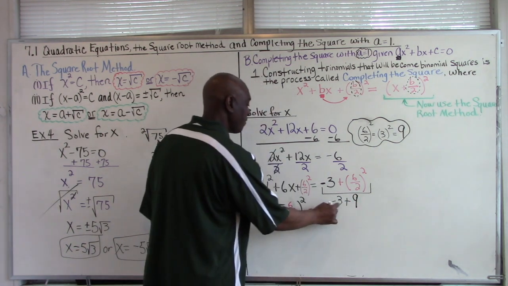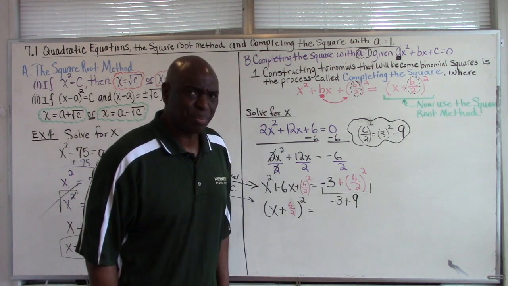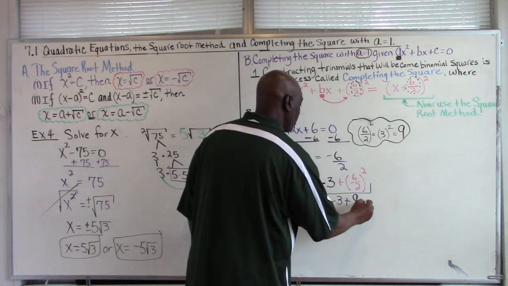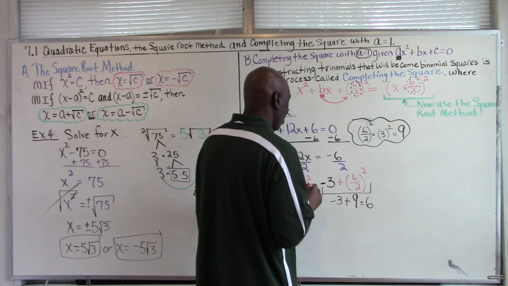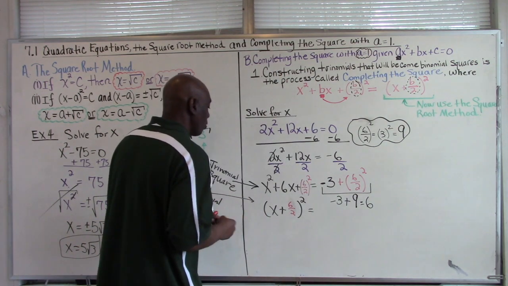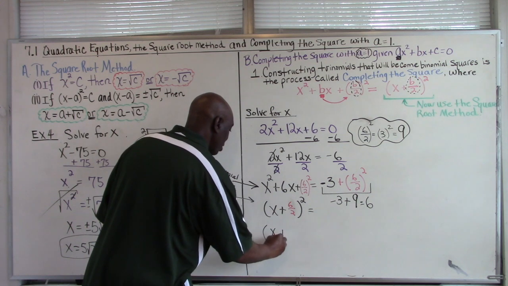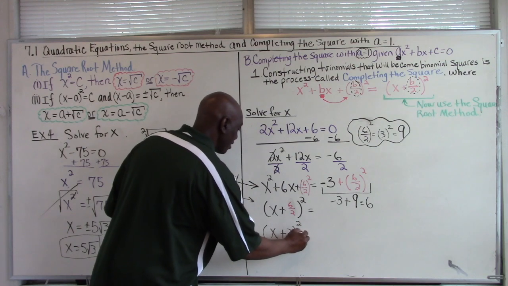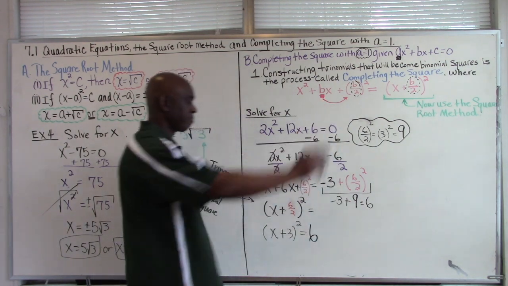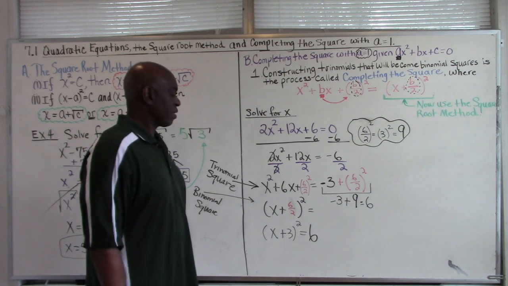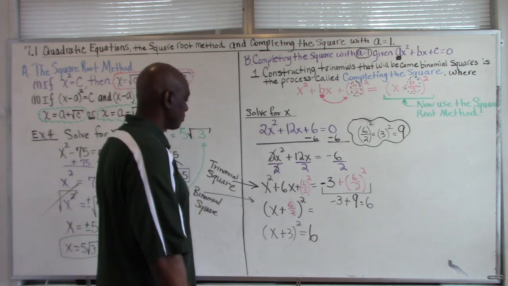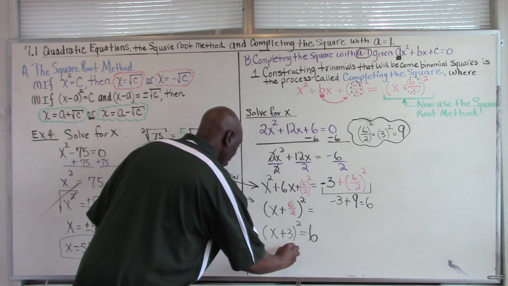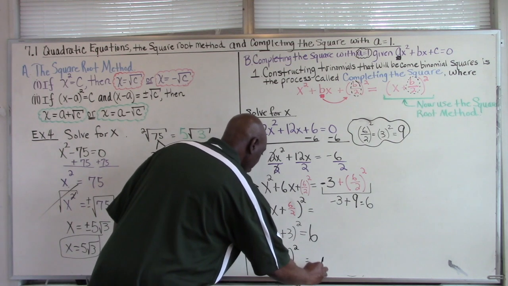So we have negative 3 plus 9. What is negative 3 plus 9? If you say 6, congratulations. That equals 6. So what do we have here? We're going to have x plus 6 divided by 2, which is 3, 3 squared equals 6. There we go. And now we're back to the square root method. So I have x plus 3 quantity squared equals 6.